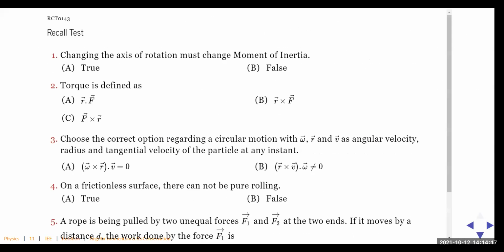Okay. Very good. So before talking about angular momentum and the topics related to that, let us have a recall test. Let us see how many of you have actually watched the videos, because I told you last class to please watch the videos of this topic. So first one: changing the axis of rotation must change moment of inertia. True or false? This is a prerequisite that we have already studied.